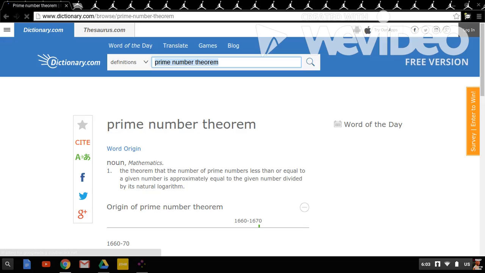So the next thing that I'm going to talk about is the prime number theorem. The prime number theorem is defined as the theorem that the number of prime numbers less than or equal to a given number is approximately equal to the given number divided by its natural logarithm.